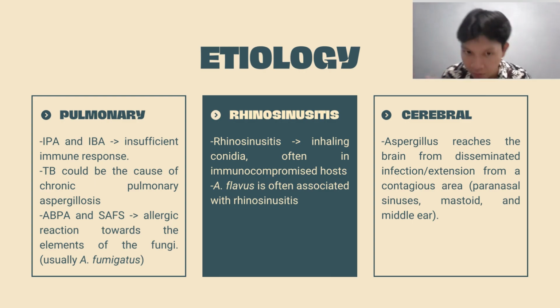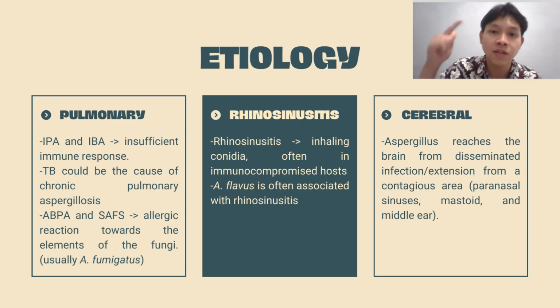So let's move on and talk about rhinosinusitis, right? It's often contracted by inhaling conidia. It often occurs in immunocompromised hosts. That being said, immunocompetent hosts could develop granulomatous invasive rhinosinusitis. So Aspergillus flavus is often associated with rhinosinusitis. So now let's talk about other things, right? For example, cerebral. Aspergillus can actually reach the brain. It reaches the brain from disseminated infection or extension from a contiguous area. The contiguous areas previously mentioned are the paranasal sinuses, mastoid, and middle ear.